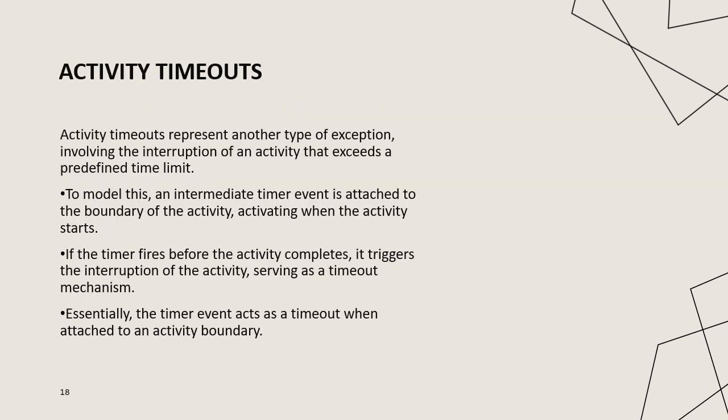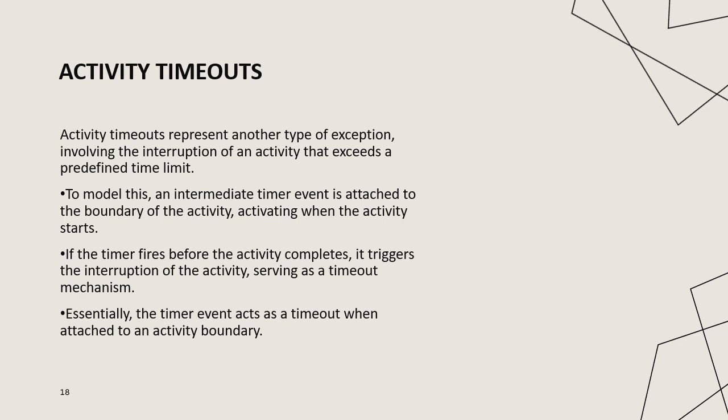Let's talk about the last concept in this presentation, activity timeouts. Activity timeouts serve as a safety mechanism in processes. Imagine you have a task within a larger process, but it's taking longer than expected. This is where activity timeouts come into play. They represent an interruption triggered by exceeding a predefined time limit for an activity.